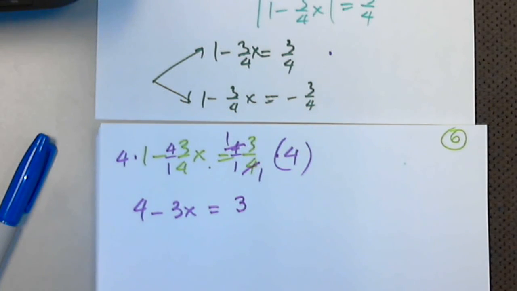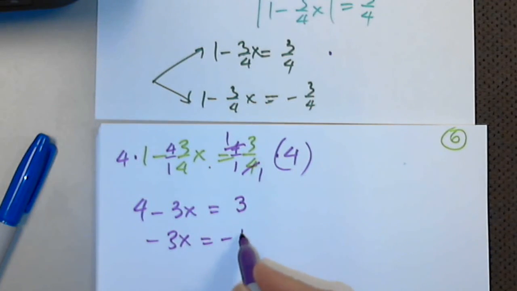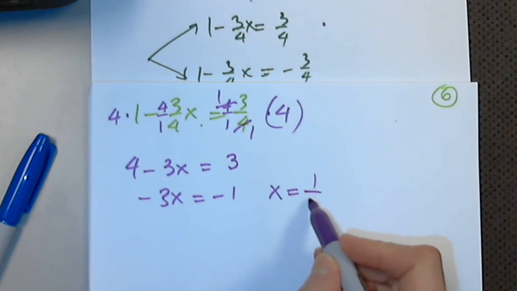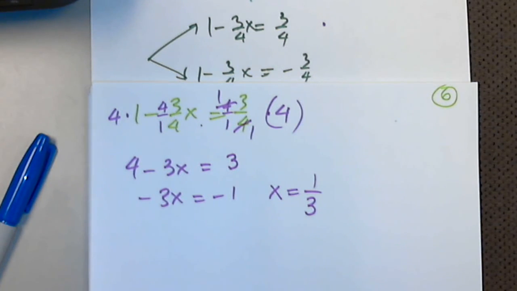So we move 4 to the other side. Negative 3x equals negative 1. Therefore, x equals how much? Awesome. Any questions? Is this okay, everyone? Any questions? I don't want to lose anyone. Is it okay?